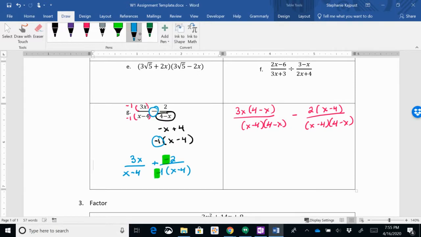So what makes it really cool is then you end up with 3x over x minus 4 plus 2 over x minus 4. And then it actually is just really not a lot of steps after that at all, because you're just literally adding 3x plus 2.